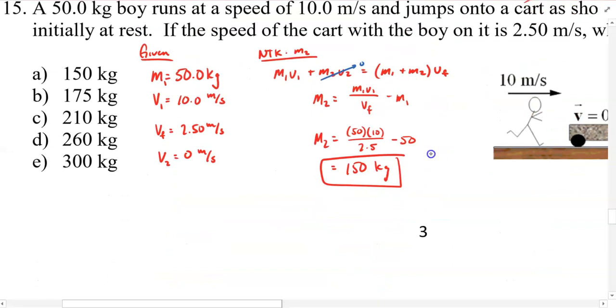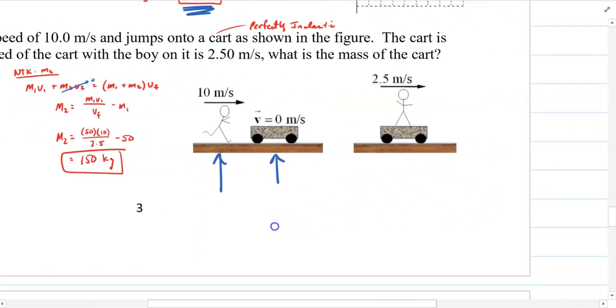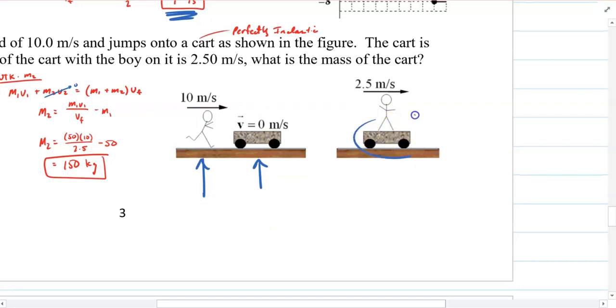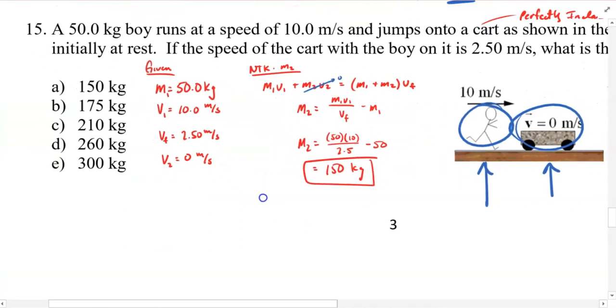For number 15, this is kind of an interesting problem because it's another way to note an inelastic collision. We've got two objects with two different masses and two different velocities that end up combining into a single object with a single velocity. This new object has the combined mass of the first and the second, but since the two objects are essentially stuck together, the final velocity is a single component at the end.